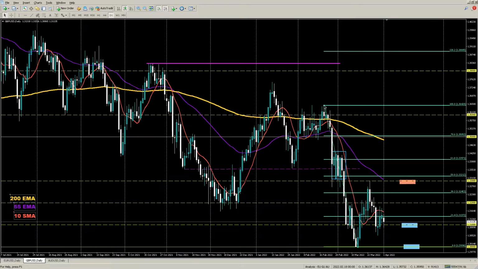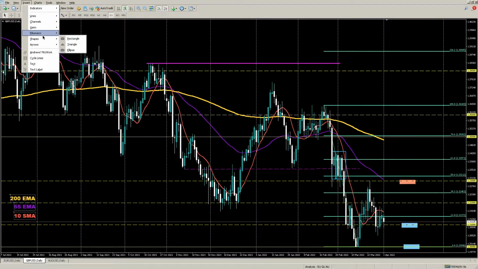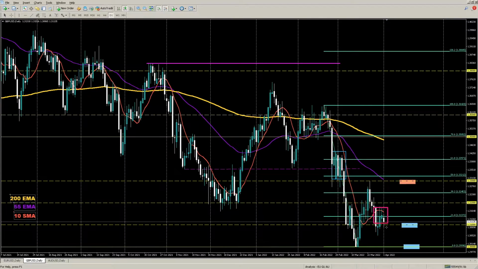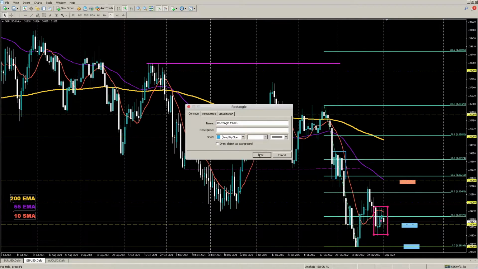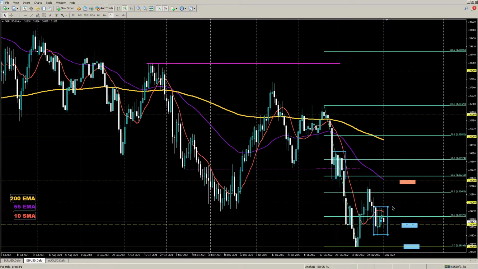All right. So unfortunately, it's consolidating in this little zone here for the last, within this candle over the last week. Let's just draw this one in here as well. Right, it's boxed in there.